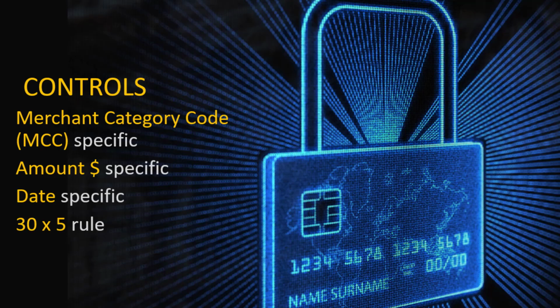The virtual card also is amount specific, so there is only a very specific amount of credit that will be issued onto these virtual cards. And how the amount is calculated is based on the number of nights multiplied by the nightly rate that you have booked at. And then the date specifics and the 30/5 rule.